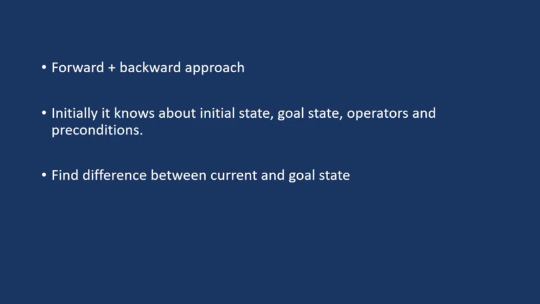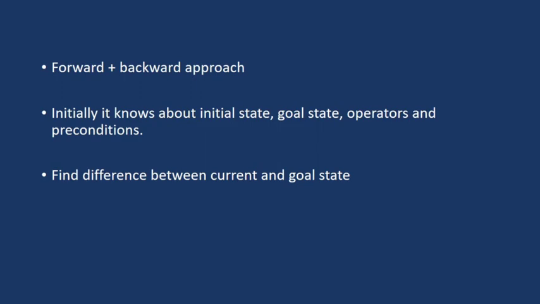So initially इसके पास कौन कौन सी information होती है? So initially it knows about the initial state, goal state, operators which we have to apply next state create करने के लिए and precondition मतलब कि जो operators select किए गए हैं by the algorithm are appropriate or not, whether they are applicable or not.